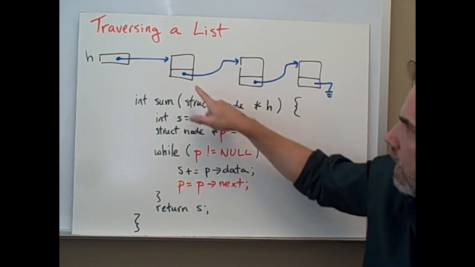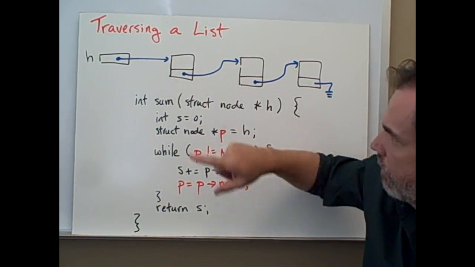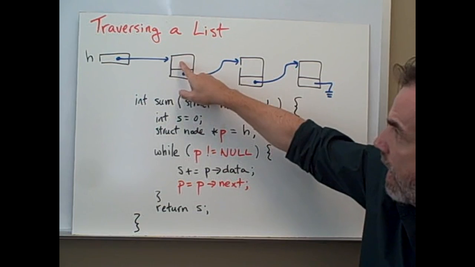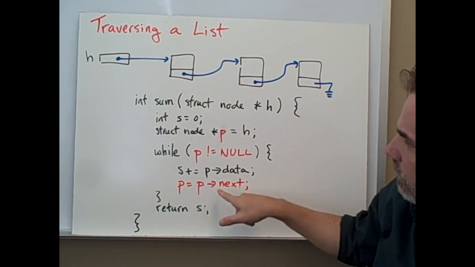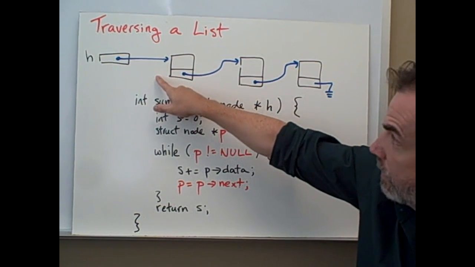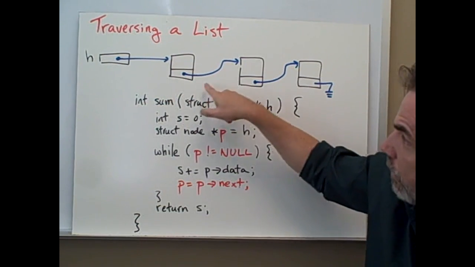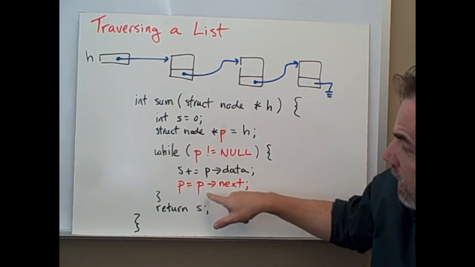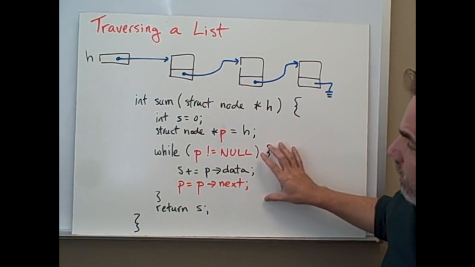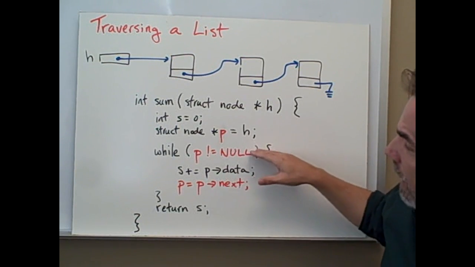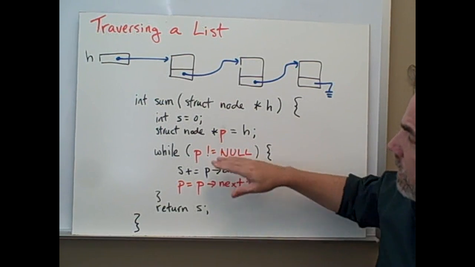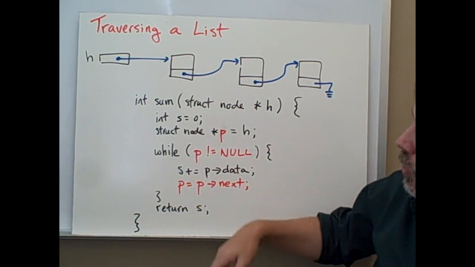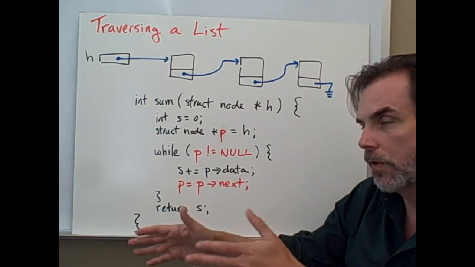Okay, so P data tells me the data field of this node, and then I'm done with that, so now I need to point to the next node. Well, I'm done with P, I don't need to point to this node anymore, so I can replace P with a pointer to the next node. P equals P next. So this kind of loop, while P not equal null and P equals P next, is a very typical loop that allows us to walk through the list.